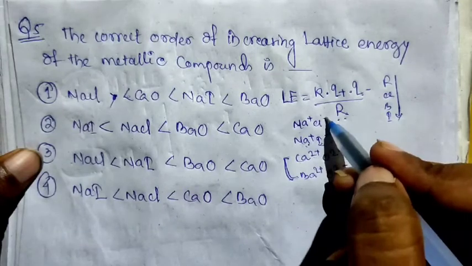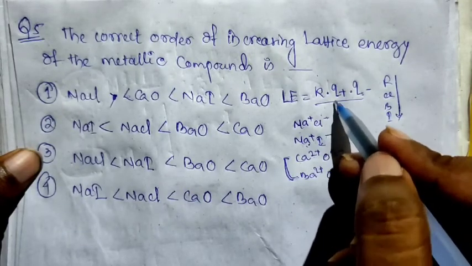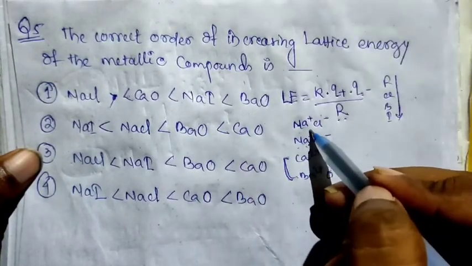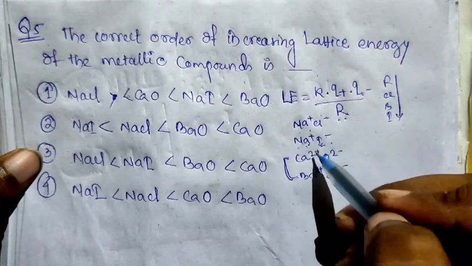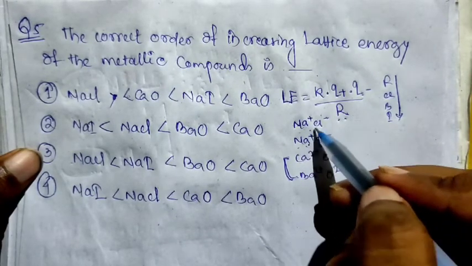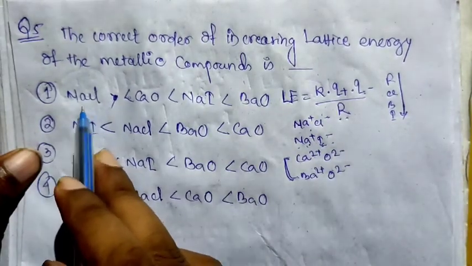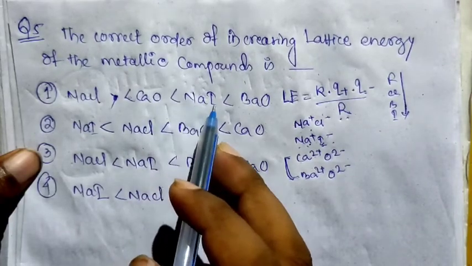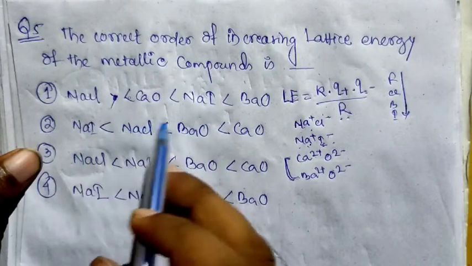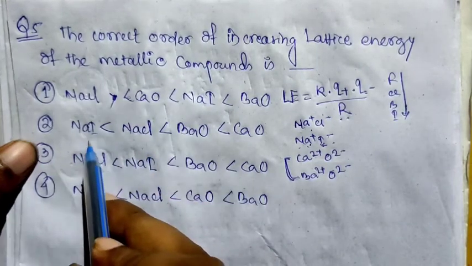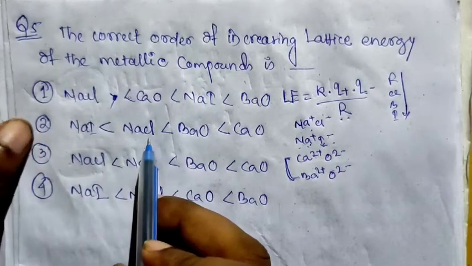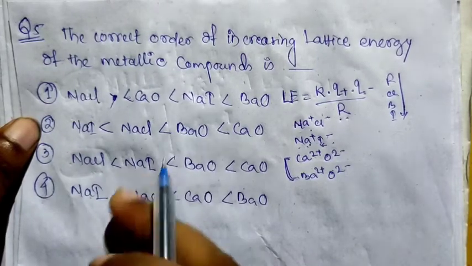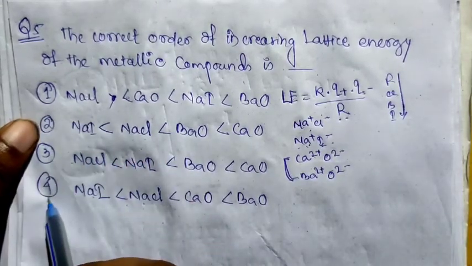So we know that if ionic radii increases, lattice energy decreases. So sodium iodide has less lattice energy than NaCl. So in the first option we have NaCl less than sodium iodide. So this option is not correct. In the second option, sodium iodide is less than NaCl. It might be right. Similarly, in option 4, sodium iodide is less than NaCl. So option 2 or option 4 may be correct.